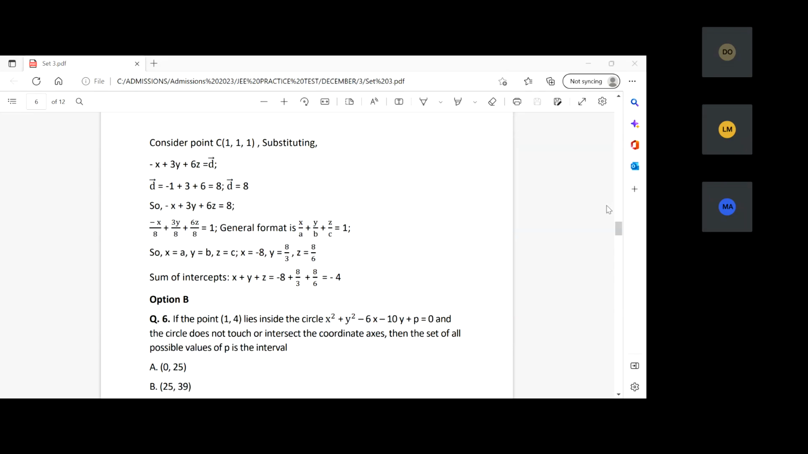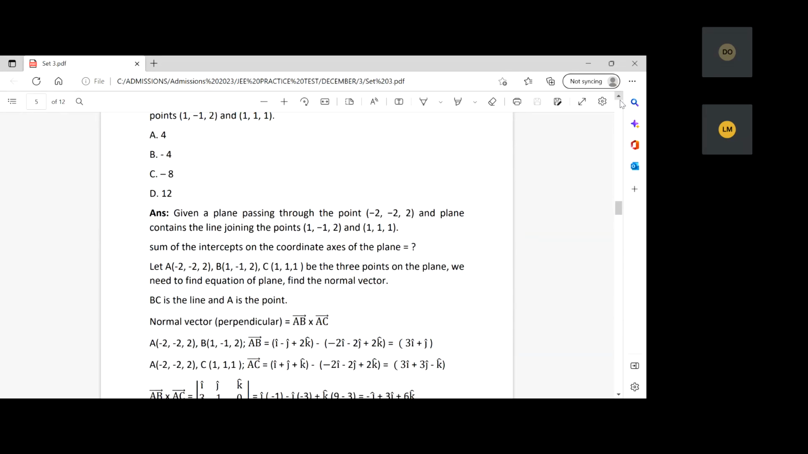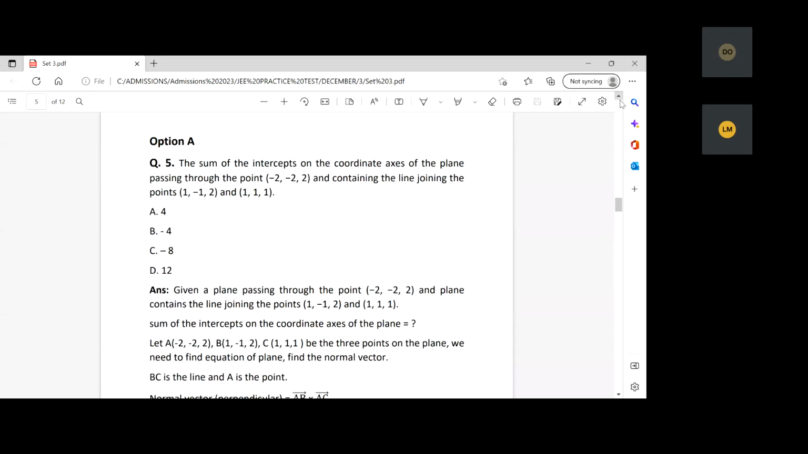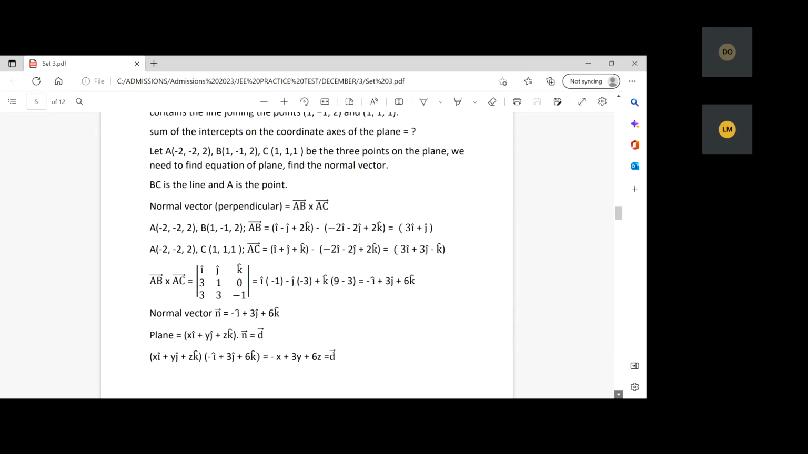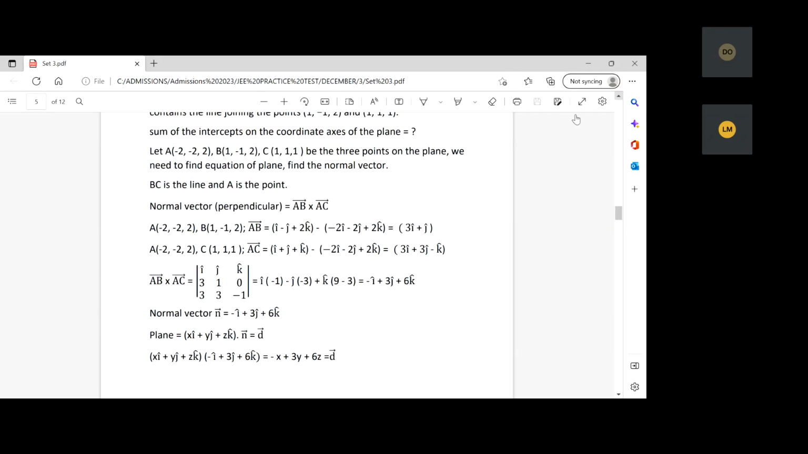I'll just show the question once again. There may be some students who feel confused about this question, so I'll just show it again from where we started. So these are the 3 points which are given. I hope it's fine up to this. Now you have the line and the point. You're going to find out the normal vector. Once you have the normal vector, you know the general equation. You're going to substitute for it and find out the value of d. Then you're going to find out the value of the intercepts and add all of them. That's what the question is asking you to find out.